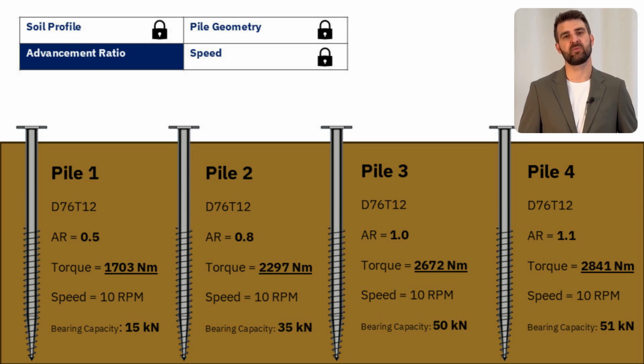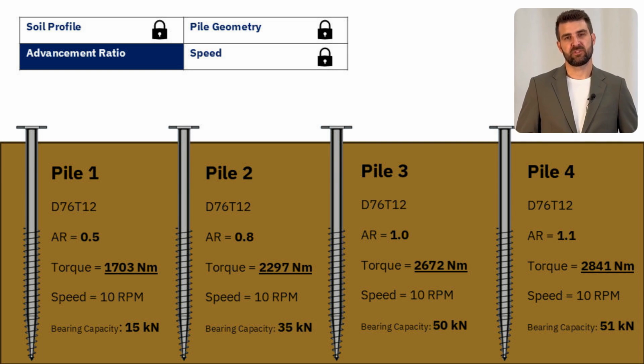And then pile 3, which was installed perfectly, had a bearing capacity of 50 kilonewtons. The same goes for pile 4, which also had a bearing capacity of around 50 kilonewtons. So from this you can see that the worse you install the screw piles, the lower the torque will be, but especially the bearing capacity will drop quite dramatically when you don't install your screw piles correctly.